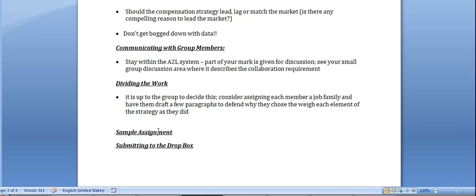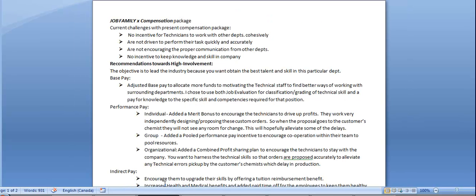let's look at a sample assignment. This is one that was done by a student in my in-class section. I didn't exactly like the way she spaced it. It doesn't really look that great. It's a little too crunched. But the idea was here.